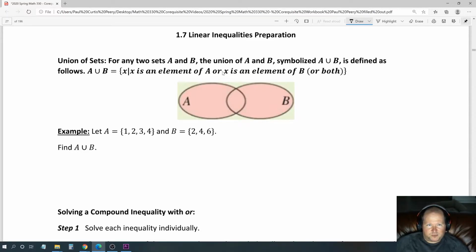1.7 linear inequalities preparation. Now we are dealing with union. Union is a bit different in that union includes everything in both sets.